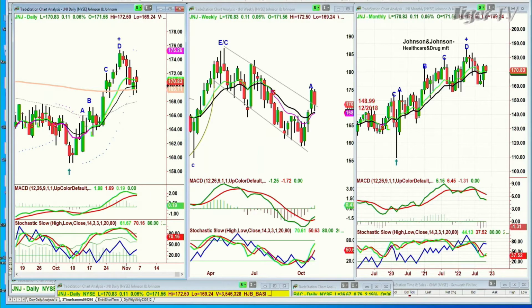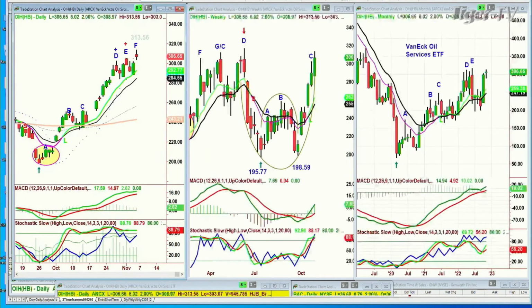I want to also show you OIH. The OIH goes with the oil, obviously. This is the Oil Services ETF. It gaps up to a leg F today at 313.56. But if you look at the MACD, that's very good. Stochastics flat at 88, and the on-balance volume is a little low. So there's nothing here that says that it should pull back.